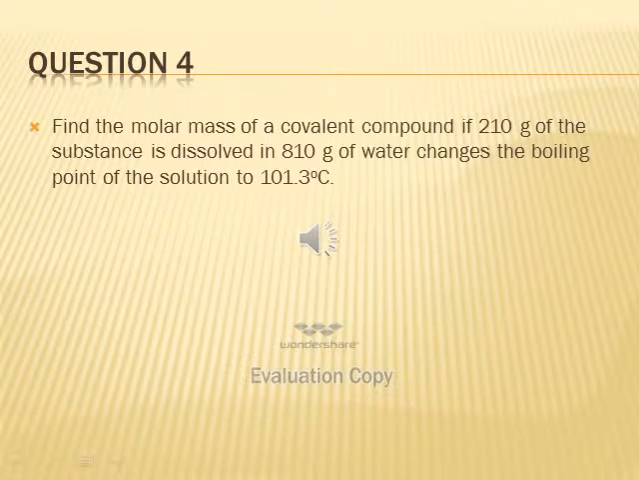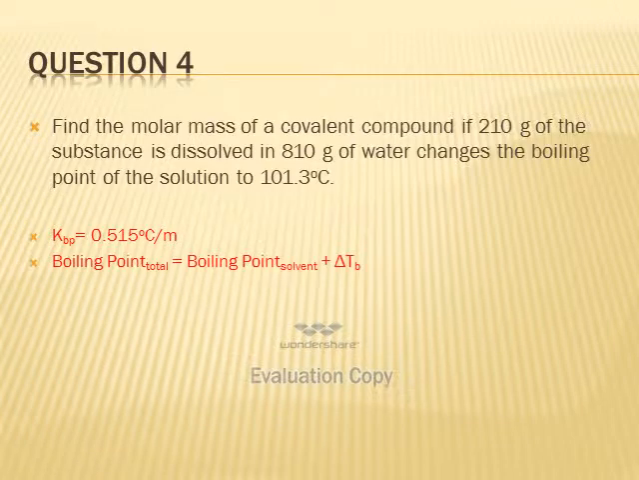Find the molar mass of a covalent compound if 210 grams of the substance is dissolved in 810 grams of water, changes the boiling point of the solution to 101.3 degrees Celsius. Okay, well, we need K_bp in order to do anything with this problem. It is 0.515 degrees Celsius per molality.